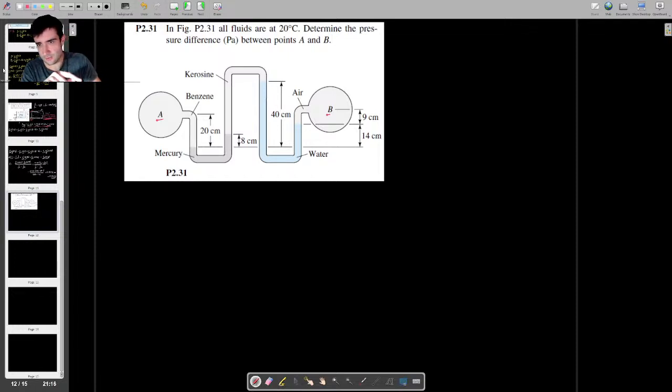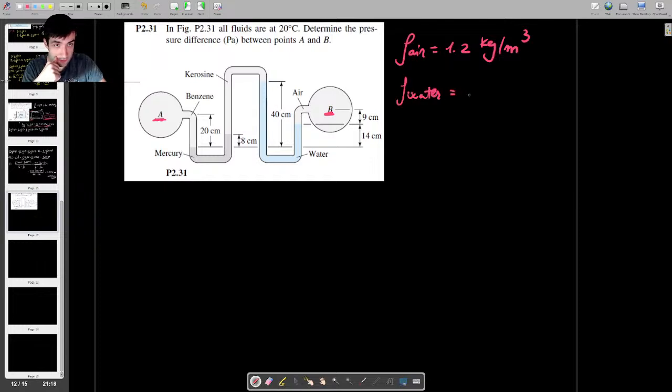One of them is carrying benzene. I have no idea what the density of this is. We have this pipe which carries air, which we know the density of air at 20 degrees is roughly 1.2. I'll have to look up the unknown ones on Google. Then we have density of water as 1,000, like this, and what else?